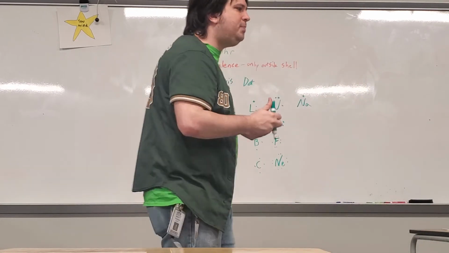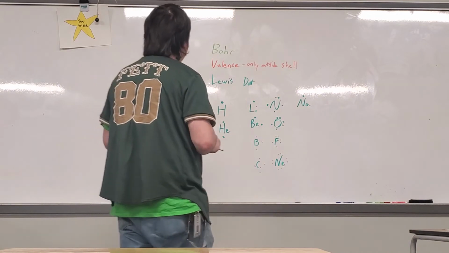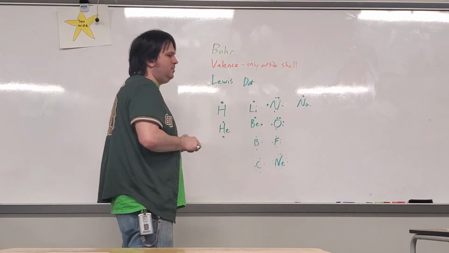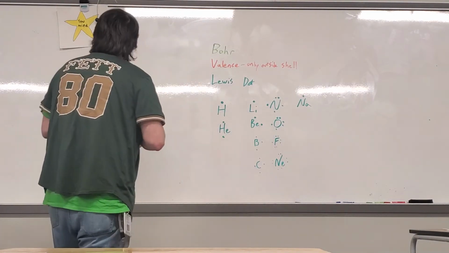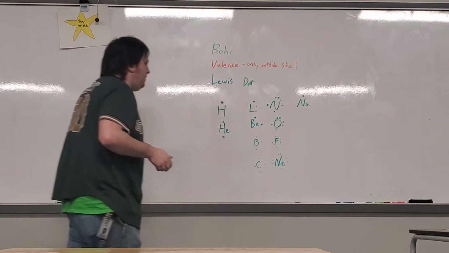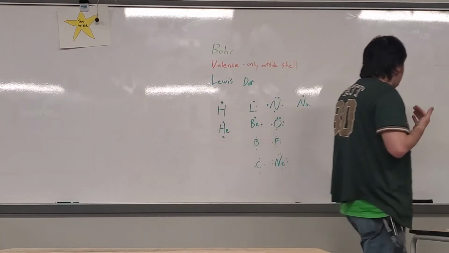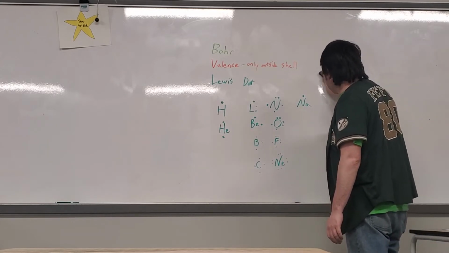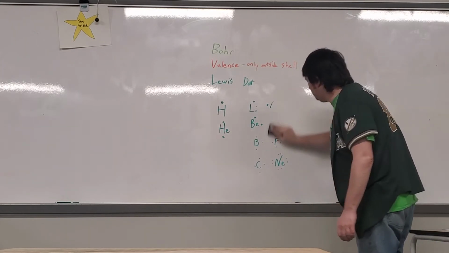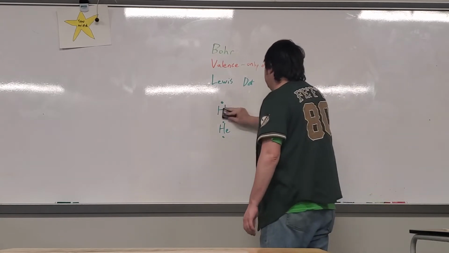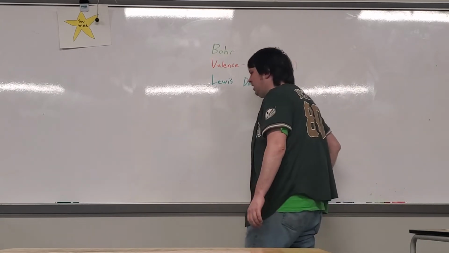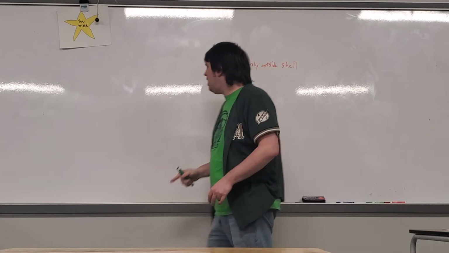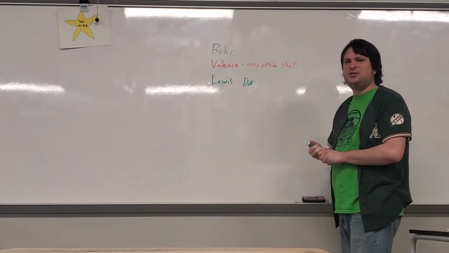So that should be something that you have already pretty much learned. But when we want to start combining them, we have to look at all these different electron configurations. How are all the electrons put together?